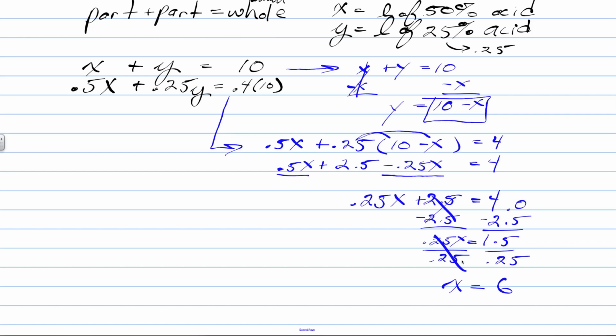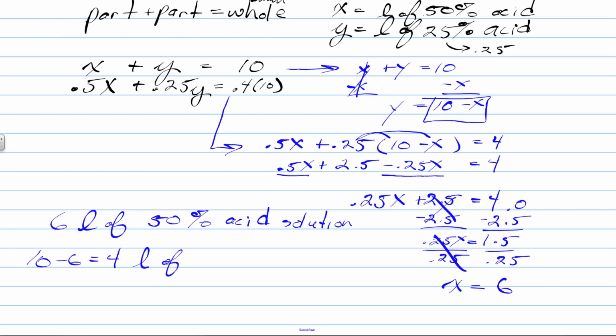So what that means in terms of this problem, and we don't need to scroll up, it's right here: x is the number of liters of 50% acid. So there are going to be 6 liters of 50% acid. And then we need to add to that the 25% solution. If there's 6 liters and 10 liters total, we go 10 take away 6, and that gives us 4. So we'd have 4 liters of 25% acid solution.